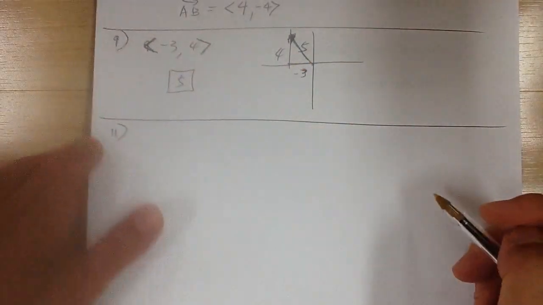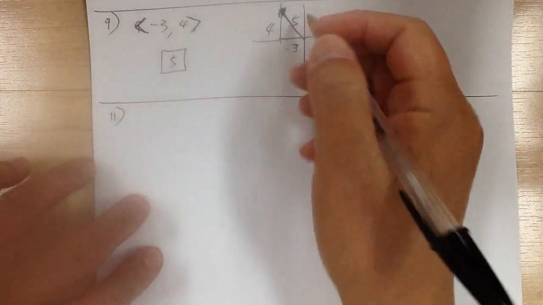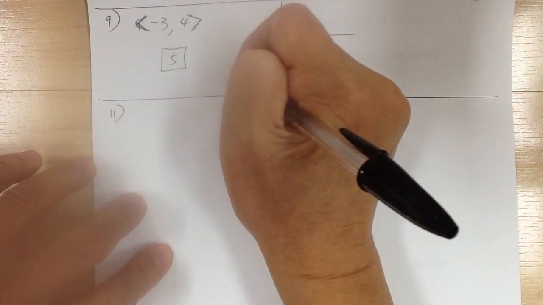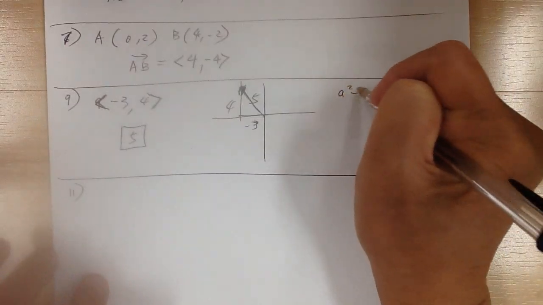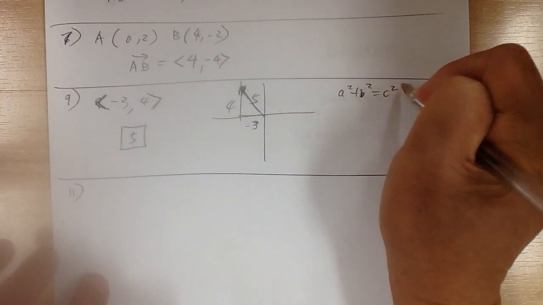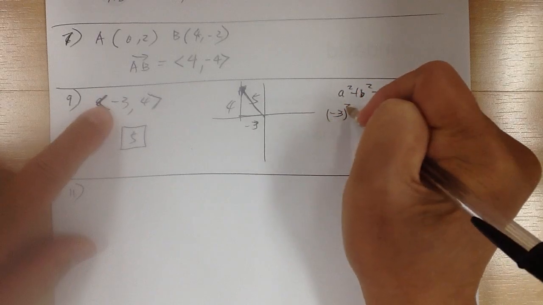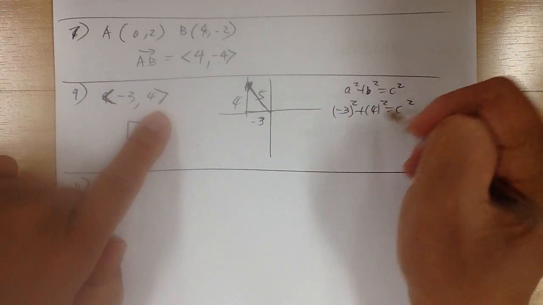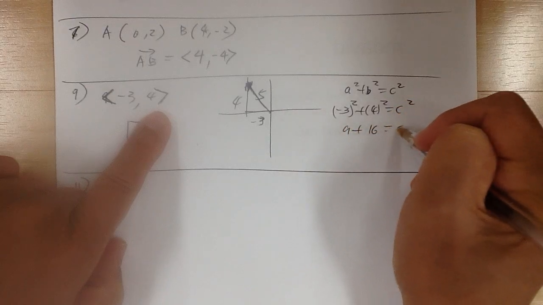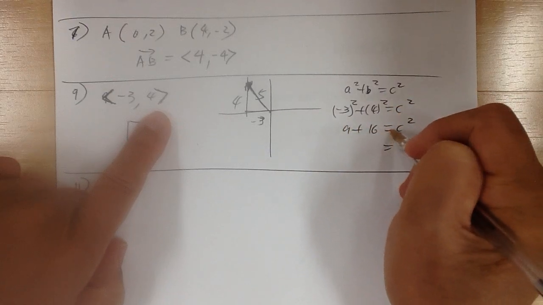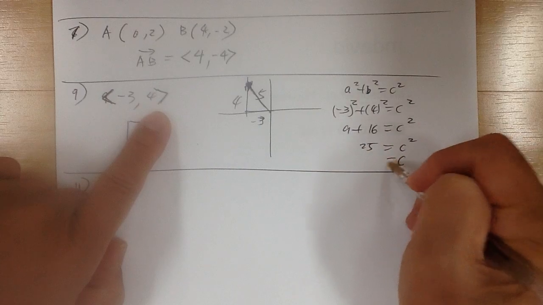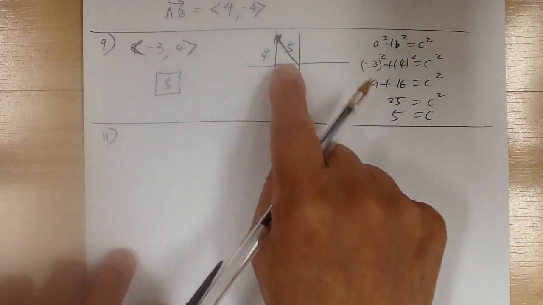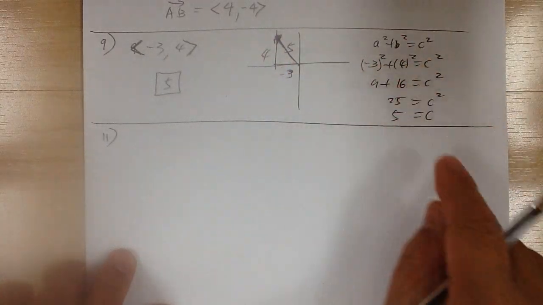Again, if you don't see that, you're just going to use the Pythagorean Theorem. Okay, so you should use a squared plus b squared equal to c squared. So you got -3 squared, plus 4 squared equal to c squared. So you got 9 plus 16 equal to c squared. So c squared equal to 25. So c equal to 5. But again, that's why it's so important to know your special triangles. It saves you a lot of time.